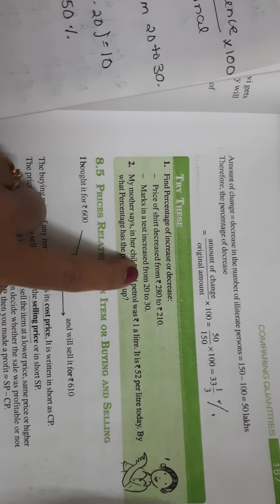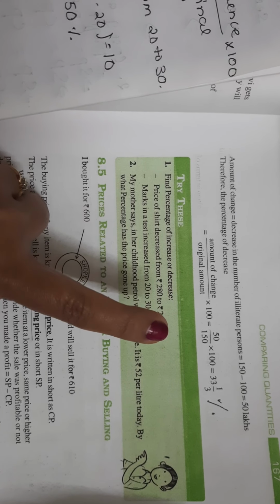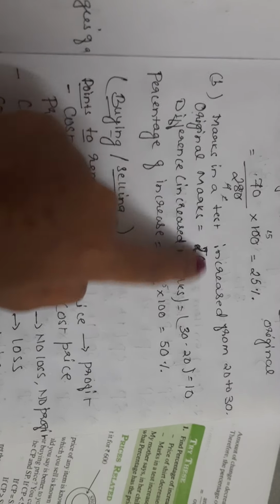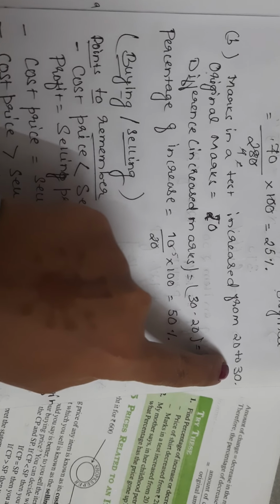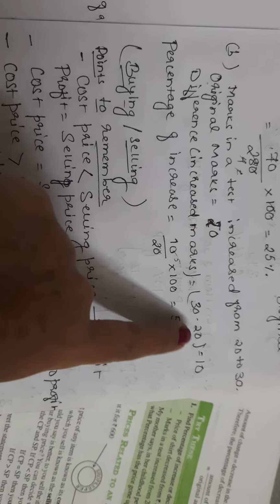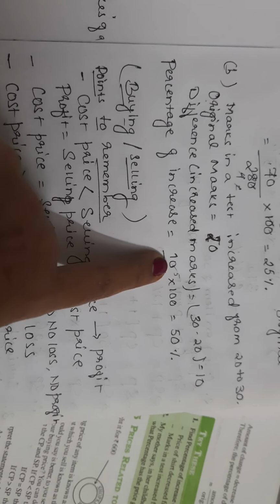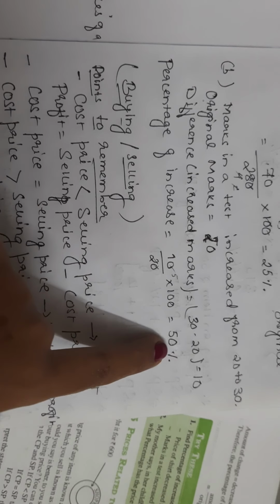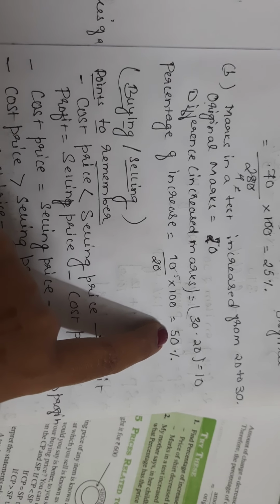Next question is, marks in a test increased from 20 to 30. Here we need to find out the percentage of increase. So the difference between the marks is 30 minus 20, which is equivalent to 10. And the original marks was 20. So according to the formula, difference divided by the original number multiplied by 100, which comes to 50%.